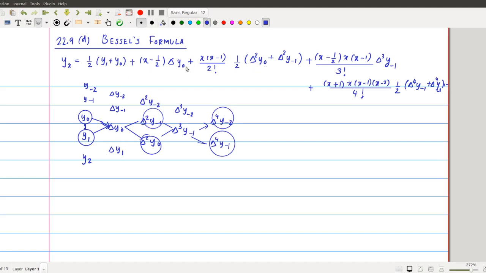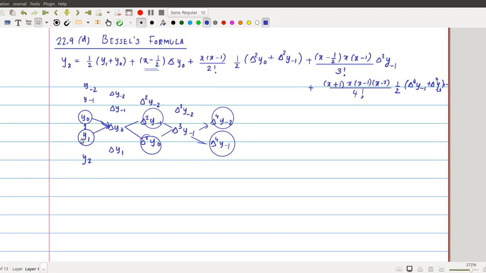Please try to remember this formula along with the coefficients. You can easily remember the terms, but it is not so easy to remember all these coefficients. For the first term we have only this one, and for the second term we have the coefficient x minus half, and then x into x minus 1 divided by 2 factorial, and so on. In the textbook you are given an illustrative example, so please try to work it out with the table. It is exactly the same as the previous problems.